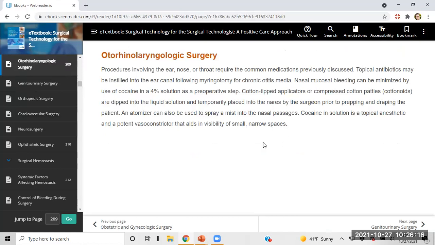Otolaryngologic surgery, so in here you're seeing a lot of things like antibiotics that are going to be topically applied when a myringotomy is done. So that's tube placement for chronic otitis media. Nasal bleeding is usually stopped with what are called nasal tampons. These are cotton applicators or patties, and these are soaked in cocaine. And that cocaine is a really potent vasoconstrictor that's used for that.